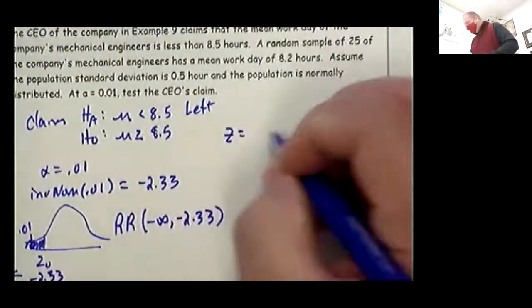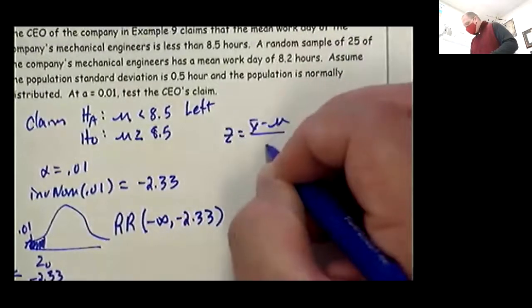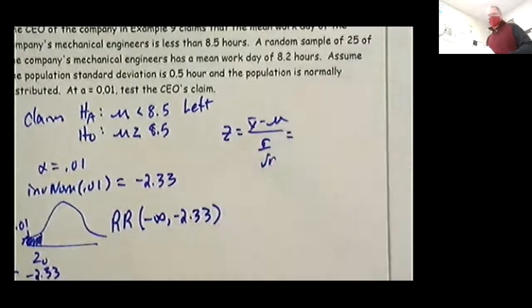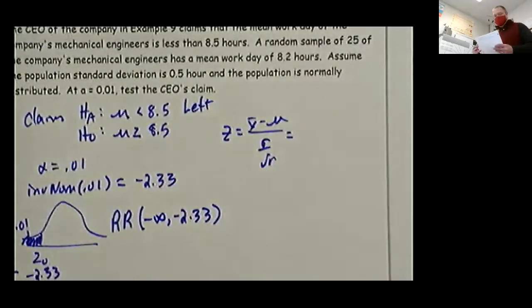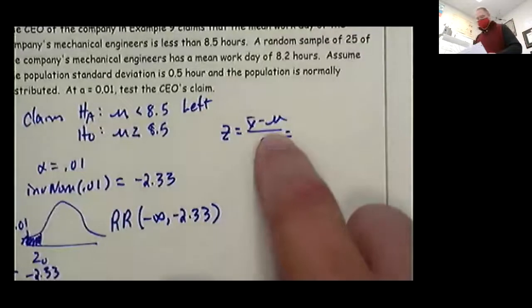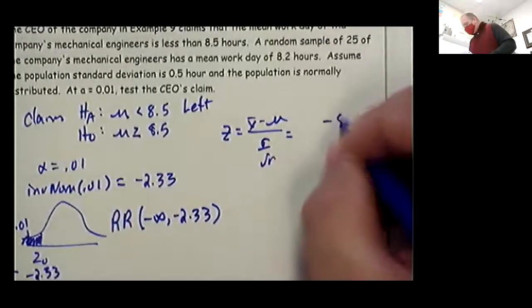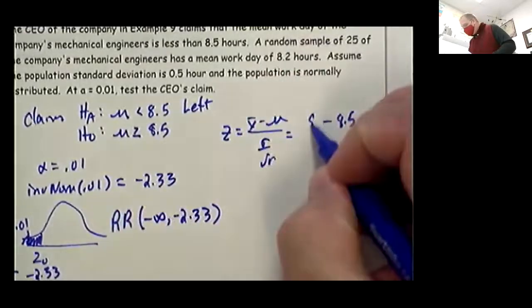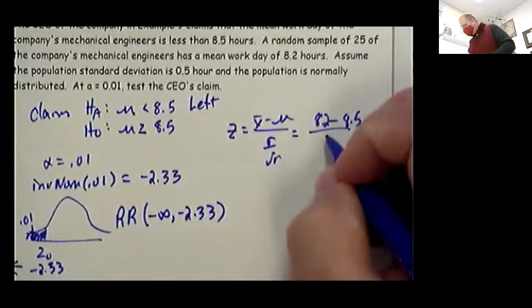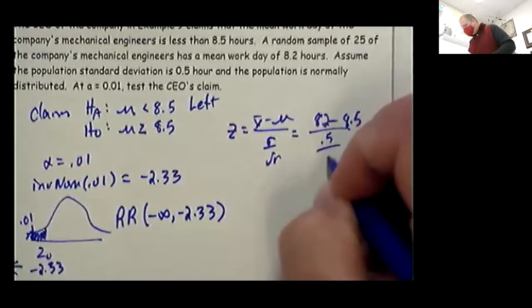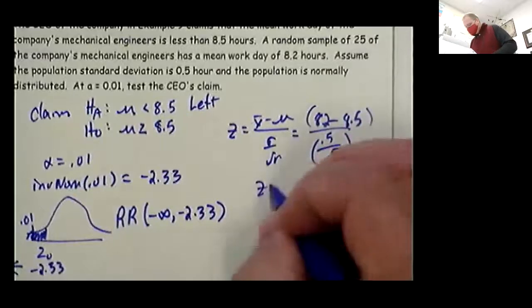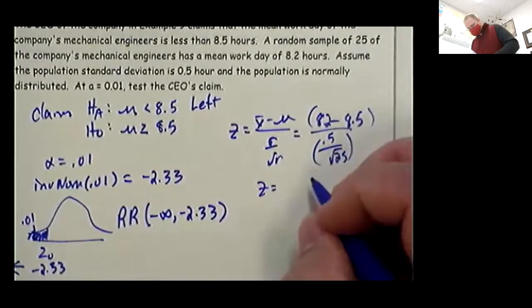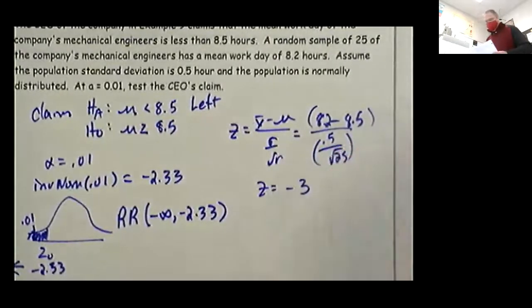Again, our z-score is x bar minus the mean over sigma divided by square root of n. We're going to get all of those numbers from the problem. The claim is always the mean, so we're subtracting from 8.5. Our sample gave us an 8.2, over the standard deviation of 0.5 divided by the square root of 25. Again, parentheses and all that. Our z-score test statistic is negative 3.